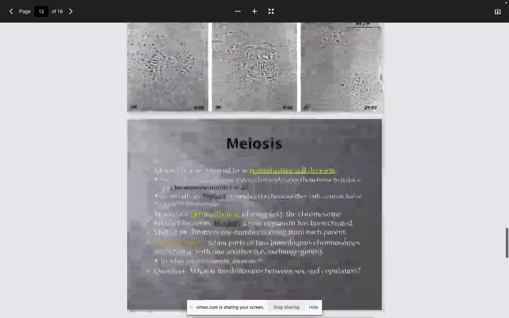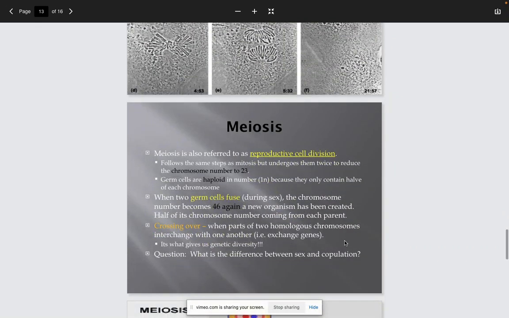So meiosis. Meiosis is also referred to as reproductive cell division. Again, reproductive, so we're dealing with sperm and eggs, right, or gametes. It follows the same steps as mitosis, but undergoes them twice to reduce the chromosome number to 23. So you actually have two phases during meiosis: meiosis 1 and meiosis 2. Instead of forming a diploid state, as we do in mitosis, we're forming a haploid, or half the number of chromosomes, 23, in meiosis.